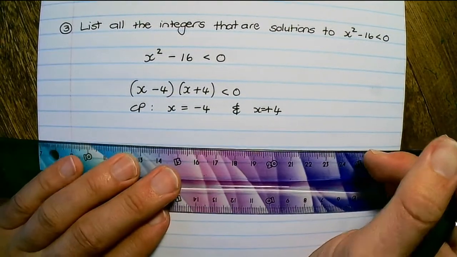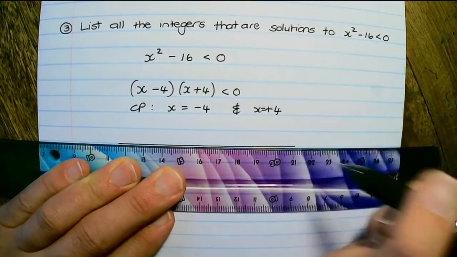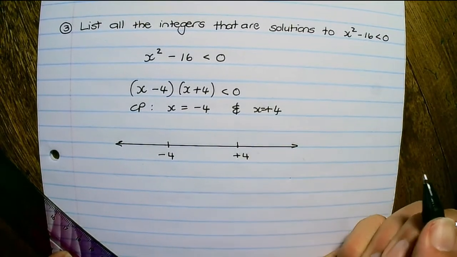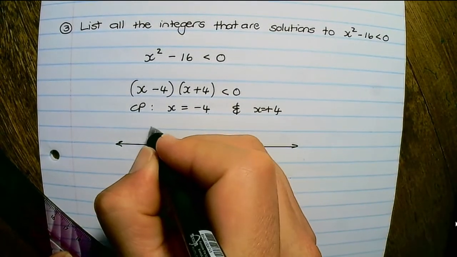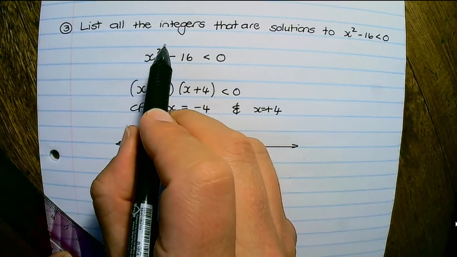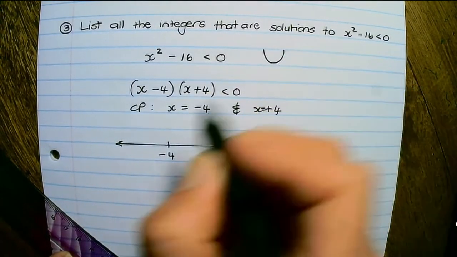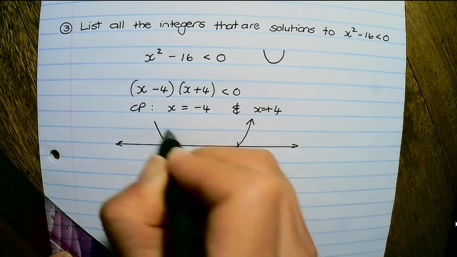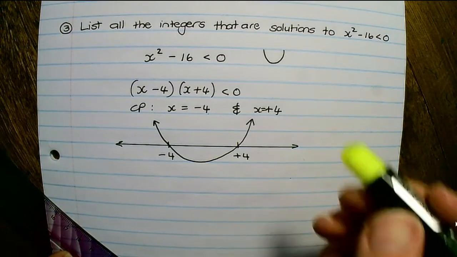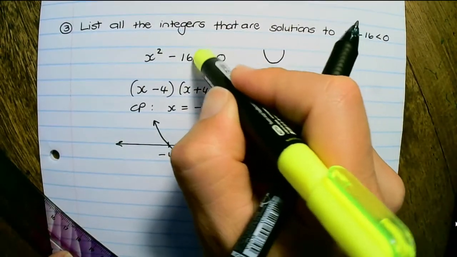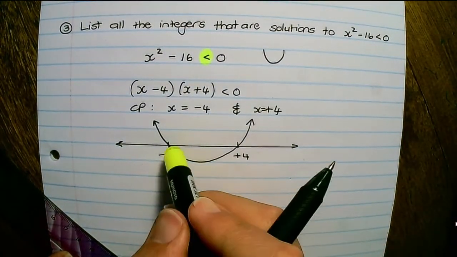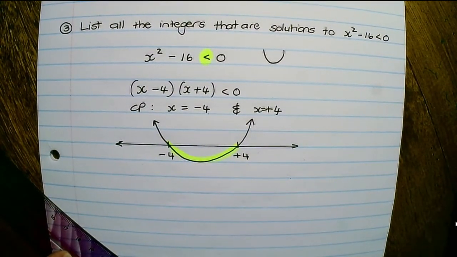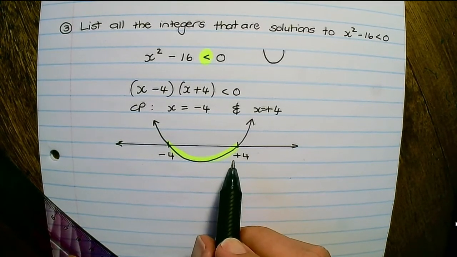Now I represent those on the number line. So it'll be negative 4 and positive 4. And I can see that the shape of the parabola is a smiley shape. So I draw the shape through the critical points. And now in this example, we have smaller than 0. So you can see that the graph is smaller than 0 between negative 4 and positive 4.